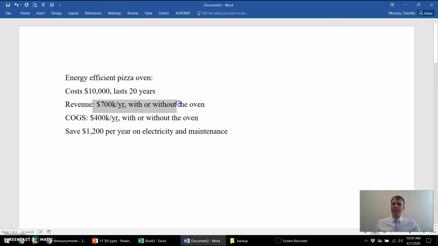So revenue is not an incremental cash flow in this example, right? If we don't replace the oven, we still sell the same amount of pizza in terms of dollars. The costs don't go up or down, right? So these revenue and cost of goods sold are not incremental cash flows. The incremental cash flows in this example are the cost, if you buy the oven, that's an incremental cash flow, and also the maintenance savings, right? So these would be the incremental cash flows that I put on the cash flow timeline for this project.